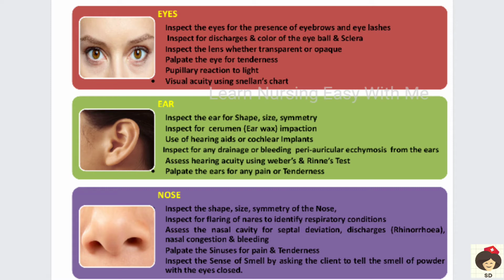And for visual acuity, you have to use a Snellen chart, or with your fingers you can show 2 and 3 and ask the patient to tell the correct numbers, okay. So like this you can check for the eyes.